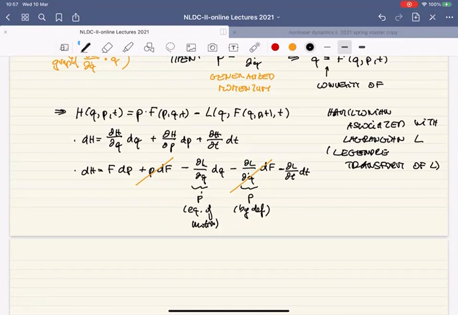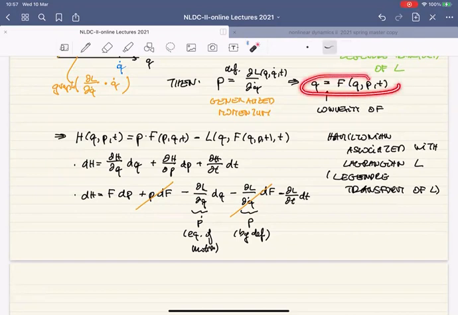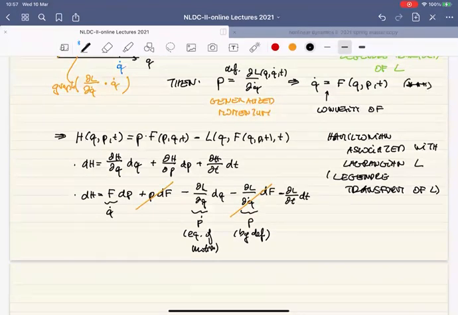One last thing, this f really bothers me because I don't know what it is, but at this point, I remind myself that f is just the function that ultimately returns q dot. So why don't I put it there? This is, again, how f was defined.